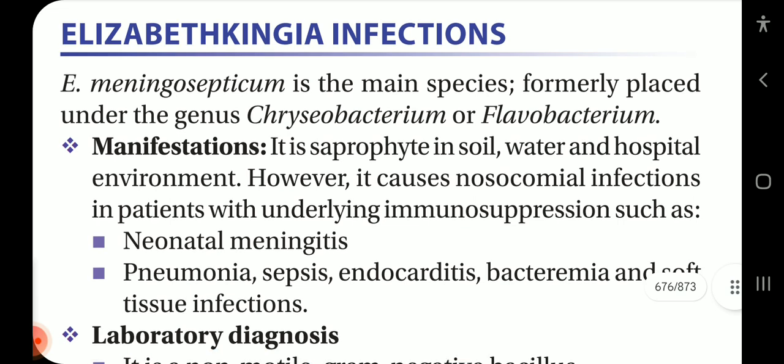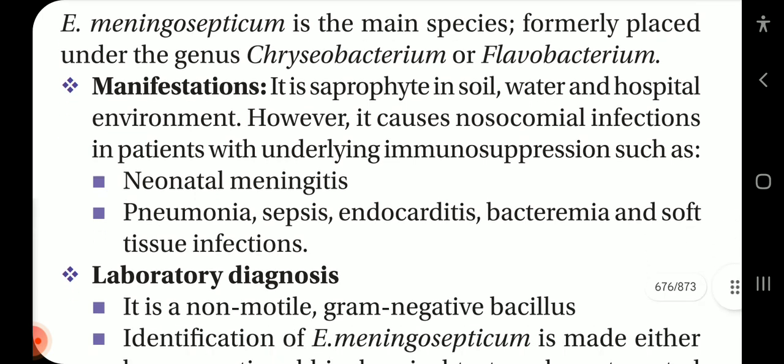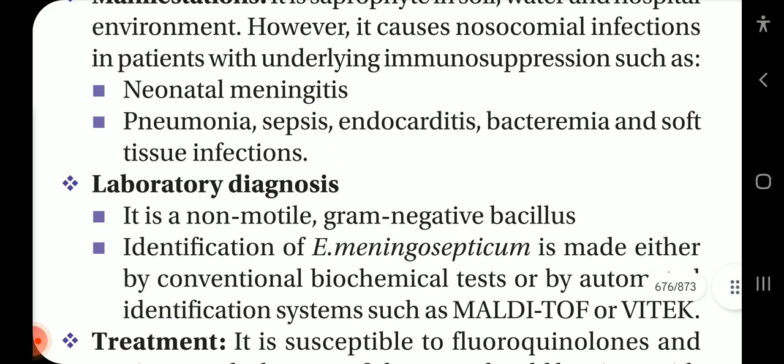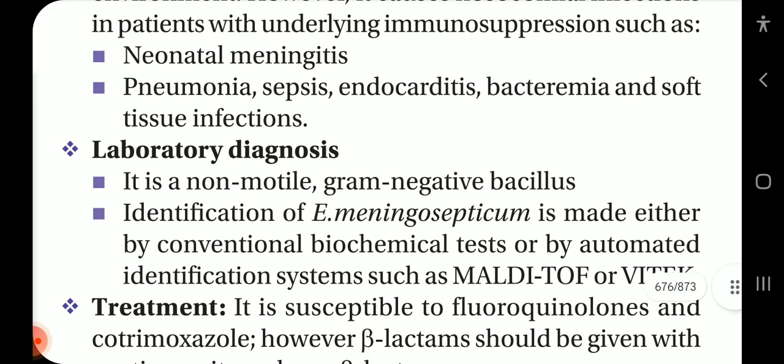Now, the Elizabethkingia infections. E. meningoseptica is the main species, formerly placed under the genus Chryseobacterium or Flavobacterium. Manifestation: it is a saprophyte in soil, water, and hospital environment. However, it can cause nosocomial infection in patients with underlying immunosuppression such as neonatal meningitis, pneumonia, sepsis, endocarditis, bacteremia, and soft tissue infections.